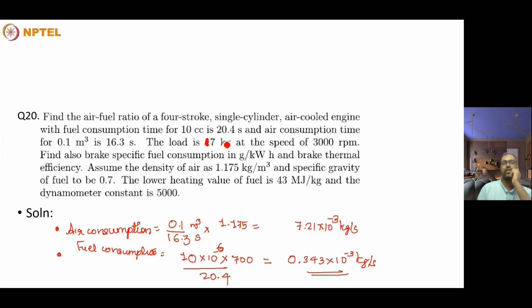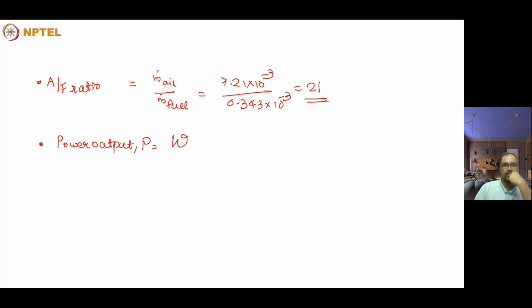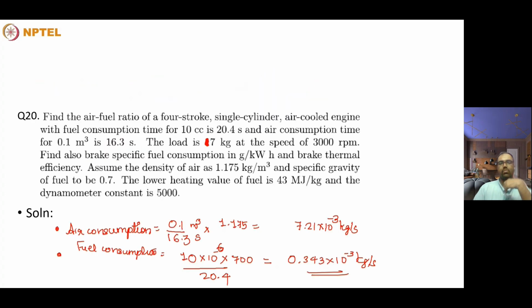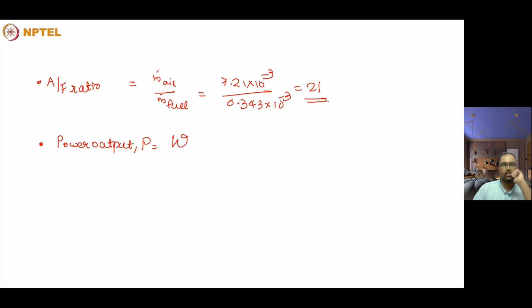This is actually 7 kilogram at the speed of 3,000 RPM. So there is a mistake. So the load is 7 kilogram at the speed of 3,000 RPM, and the dynamometer constant is 5,000. From these three quantities, we can calculate the power output from the engine.